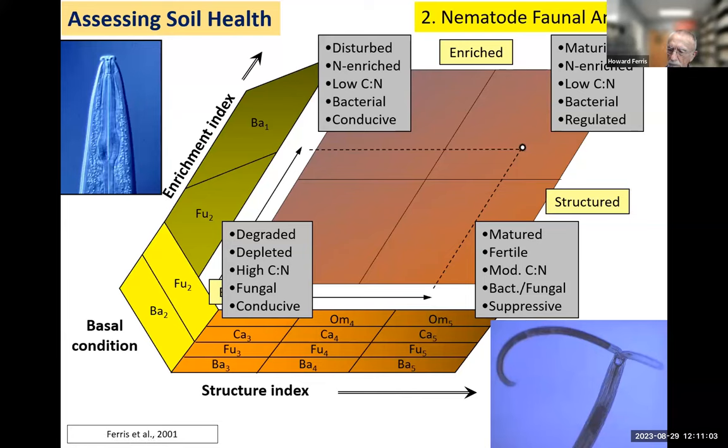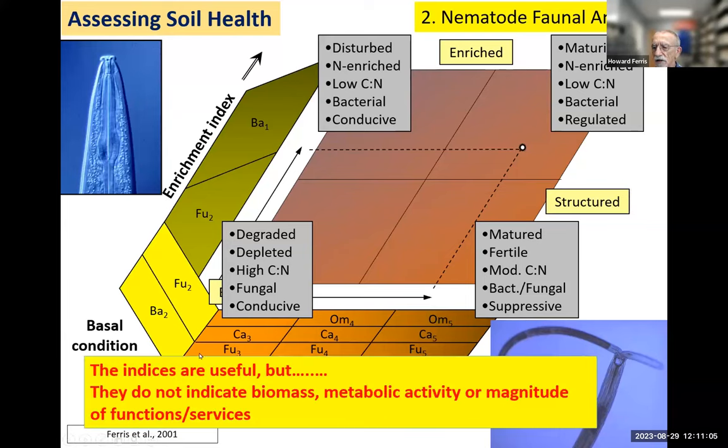But this faunal analysis, the indices are useful. They allow us to hypothesize the nature of the ecosystem in each of these environments, but they're not indicating the amount of stuff that's going on. They're not indicating biomass and metabolic activity. They're just proportions of numbers.